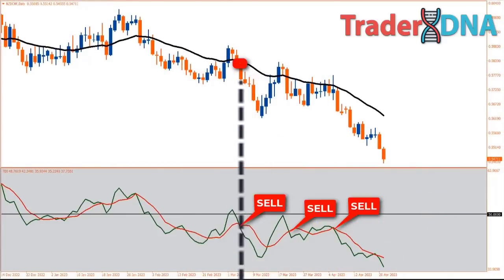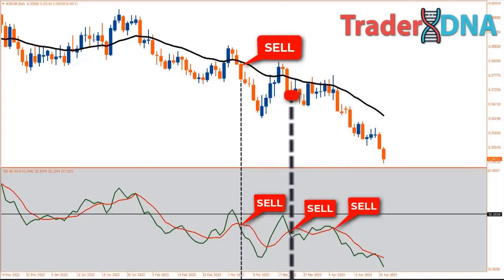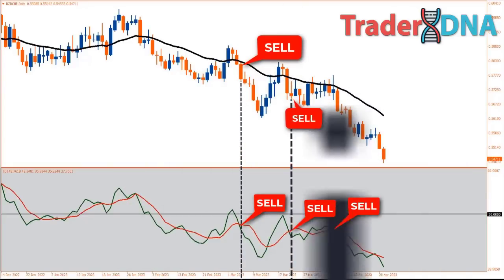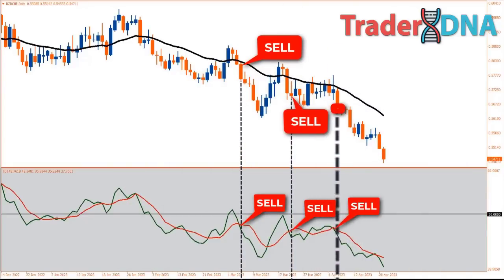TDI indicator strategy will give you precise entries, so you will never have any doubt when to enter the market. Our team at Trader DNA has formulated a way to see the market sentiment. We also know how to read the market sentiment and turn it to your advantage.